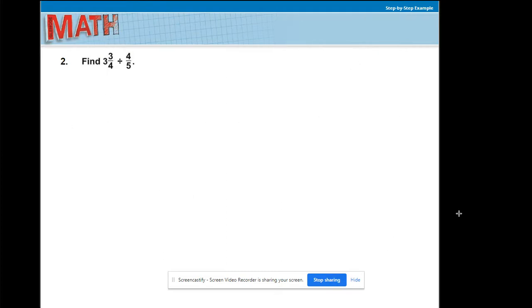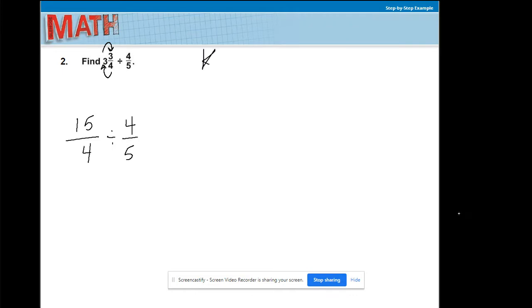All right, same thing again. So we are going to take this number and make it into an improper fraction. So 4 times 3 is 12, plus 3 is 15. So we have 15/4 divided by 4/5. Okay?